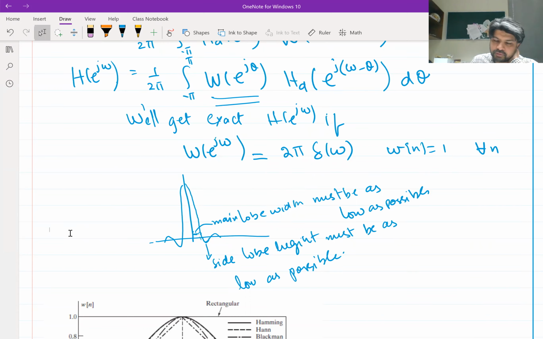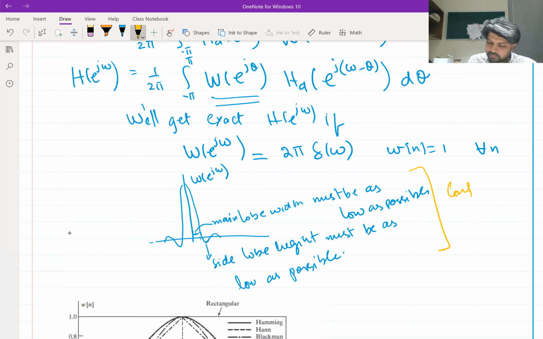Nevertheless, it is one of the windows that would be used for comparison, at least that would be shown for comparison. In practice, it may never be used, but it would be shown here for the analysis. So this should be your frequency response, W of e to the power j omega. But these requirements, that means you want a main lobe to be minimized and your side lobe height must also be minimized. These two are conflicting requirements.